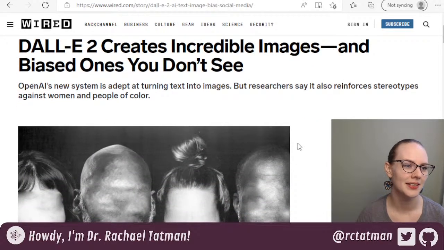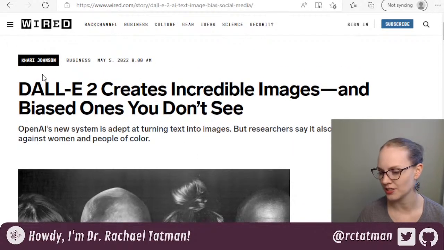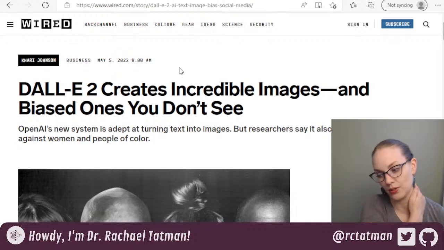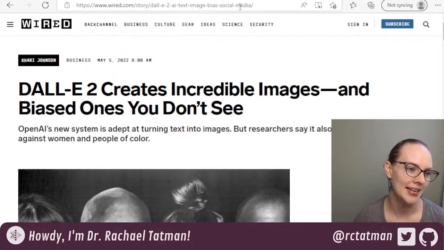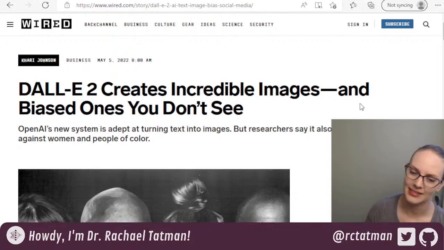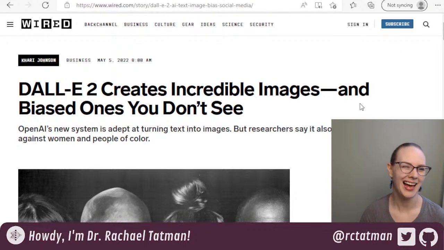And then this is Kari Johnson for Wired, who has written some really great stuff on NLP and machine learning in general, a really good tech reporter. And he talked about Dolly.